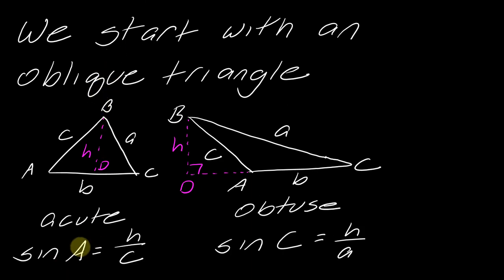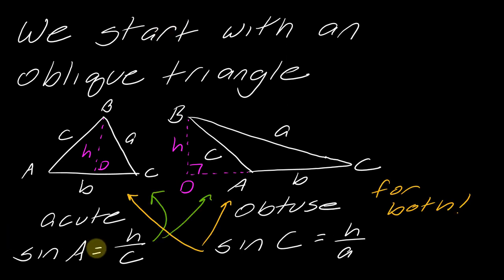So I can notice if I wanted to find sine of A or sine of C, in either case this is going to hold. So let me just make this clear. The sine of A and sine of C, these equations I have, they hold for both triangles. So for sine of A, if I want to find sine of this angle, it's going to be the opposite over the hypotenuse, right? So opposite over hypotenuse, same thing here. If I want to find sine of A, look at the little right triangle that gets made here. So this is going to be h over c. So in both cases, sine of A is h over c.